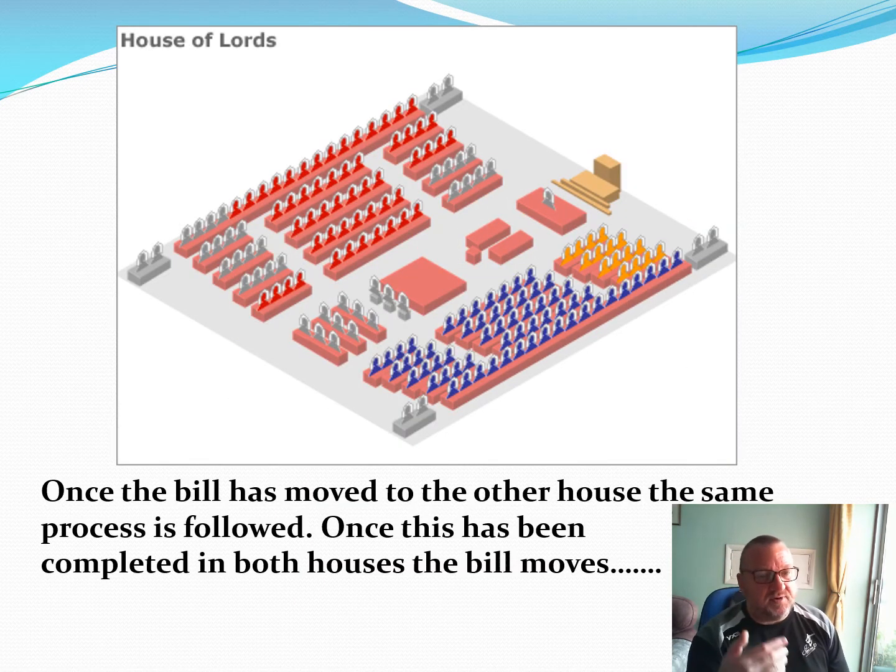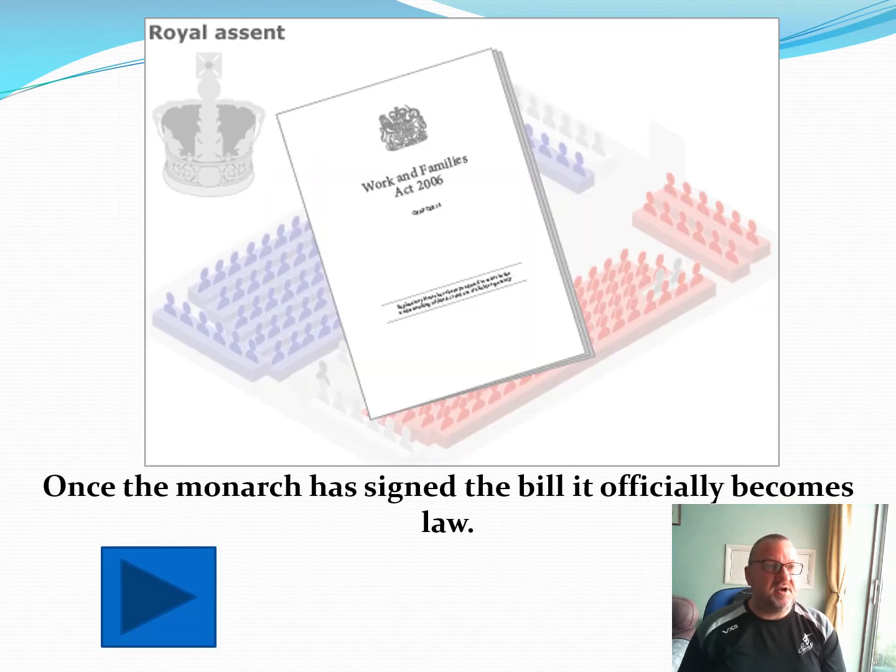When we get to the House of Lords, the same process is followed. So first reading, second reading, committee, third reading, to the next House, whether it's the House of Commons or the House of Lords, depending on where the bill started. And after that, as you know, we move to royal assent.